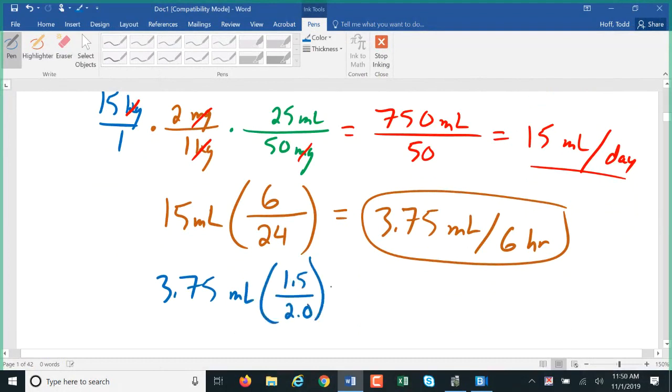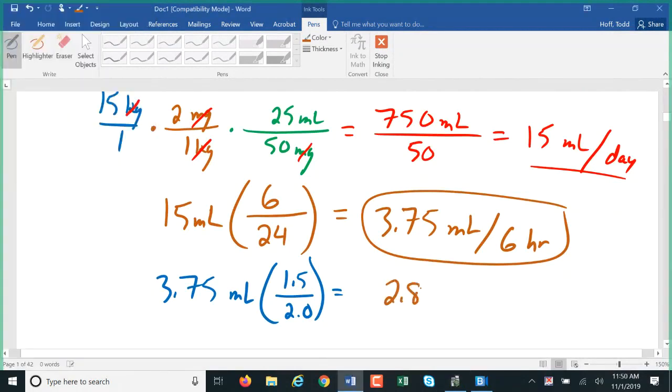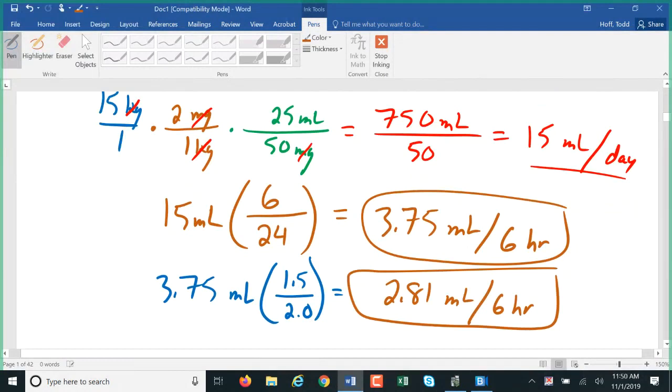Let's find the 1.5. There's 2.81 milliliters every 6 hours as the lower end. So again, that 4 milliliters every 6 hours recommended by the doctor is outside of the safe range. You would want to double check.